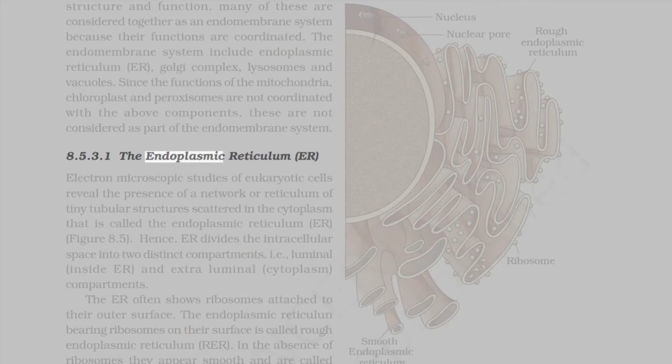8.5.3.1 The endoplasmic reticulum, ER. Electron microscopic studies of eukaryotic cells reveal the presence of a network or reticulum of tiny tubular structures scattered in the cytoplasm that is called the endoplasmic reticulum, ER, figure 8.5. Hence, ER divides the intracellular space into two distinct compartments, i.e., luminal, inside ER, and extraluminal, cytoplasm, compartments.